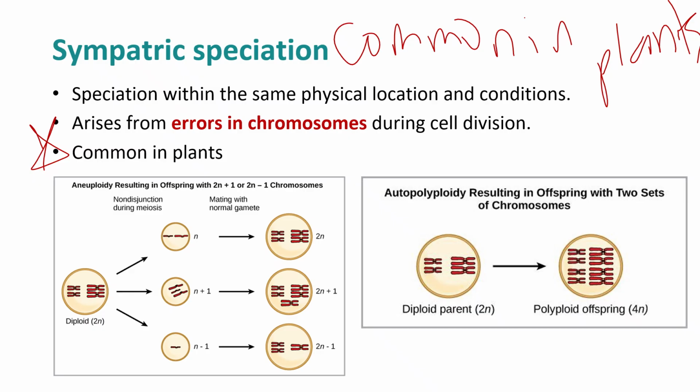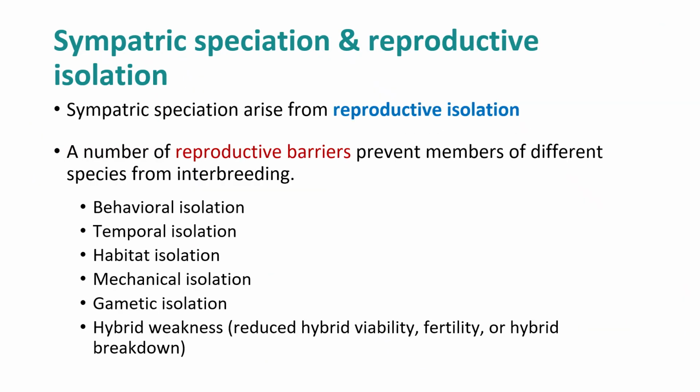So it's errors during cell division where you're getting different numbers of chromosomes and changing from what your diploid parent was. One of the common outcomes caused by polyploidy is reproductive isolation from the original species. Reproductive isolation could be caused by a number of reproductive barriers that prevent members of different species from interbreeding. So it could be any of these, right? Let's take a look at these a little bit closer.